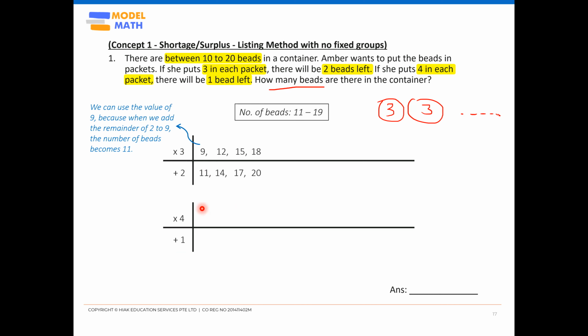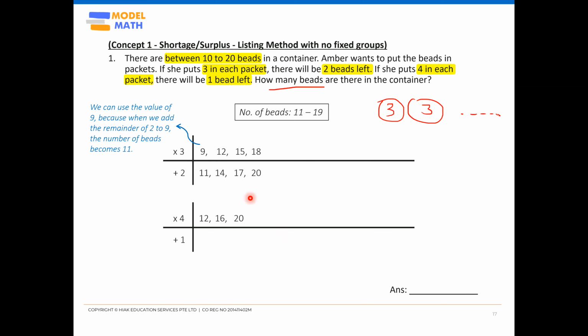Okay, so let's list down multiples of 4. Again, you don't have to start from 4, 8. You don't have to do that. You can jump to 12. If you jump to 12, it falls within this range. So you can start off with 12, then go on to 16, 20. Just list down a few again. You don't have to list down so many.